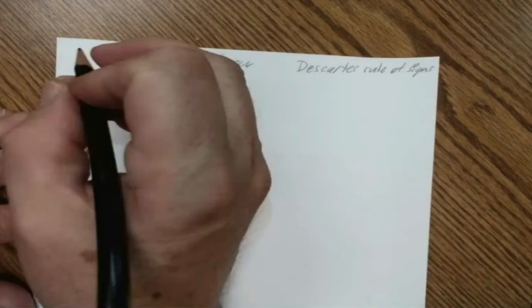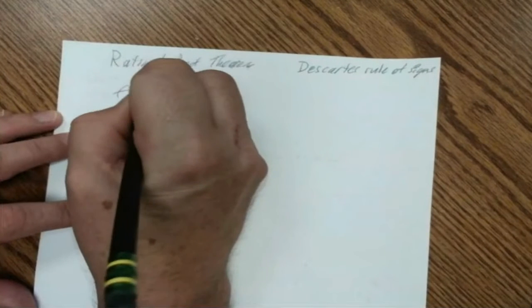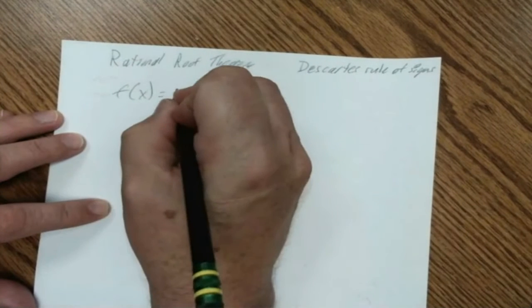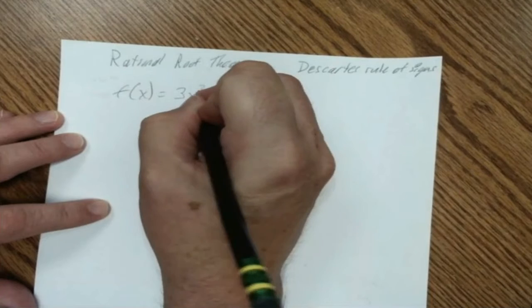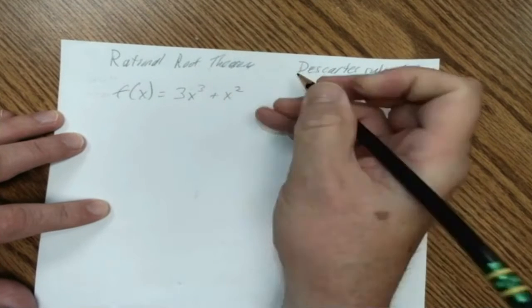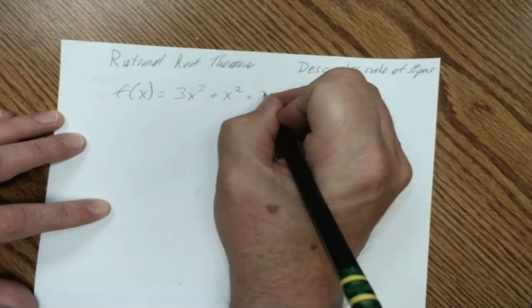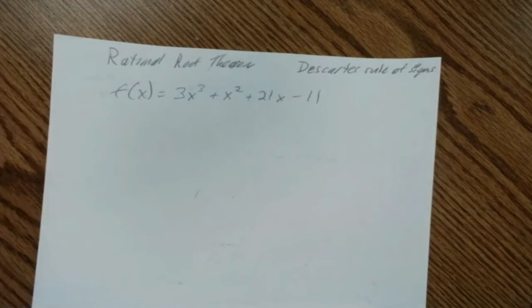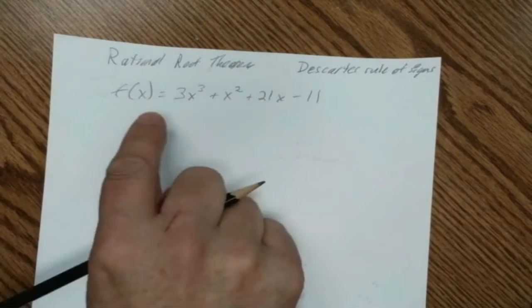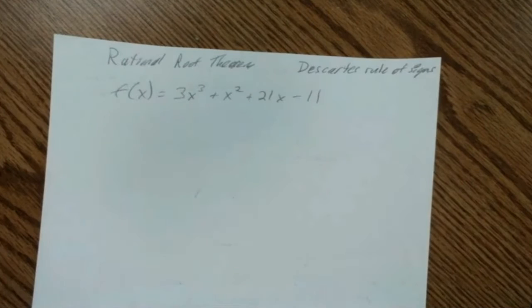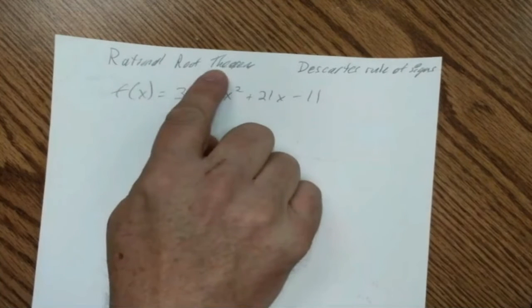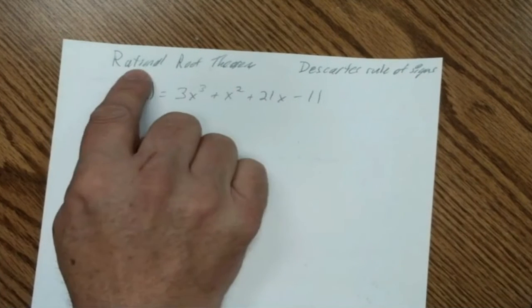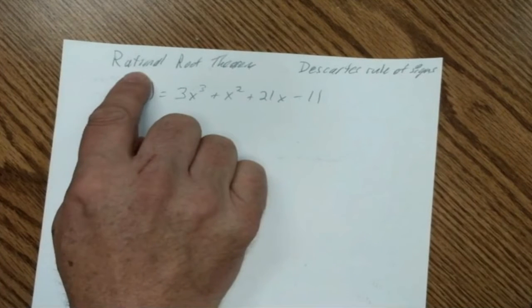So here's how it works. If we have f of x equals 3x to the third plus x squared plus 21x minus 11. Okay, the rational root theorem can help us figure out what the rational roots might be, not the complex roots. If there's imaginary roots, this does not help us find imaginary roots, but it does help us figure out what the rational roots are, the real roots that we could graph and find.